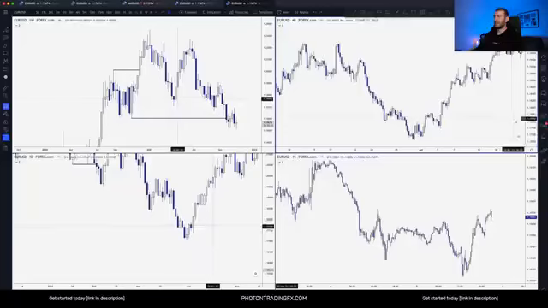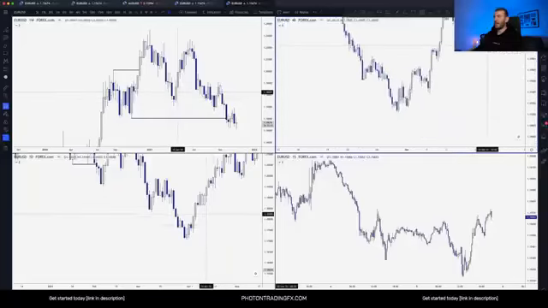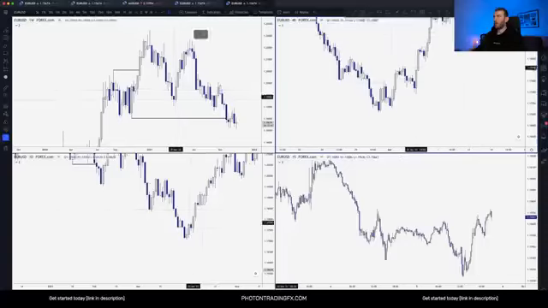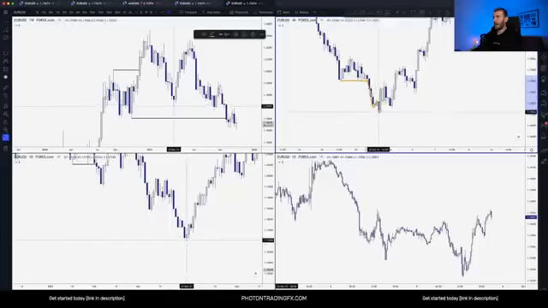Now, how could we have anticipated that even earlier? We don't have to wait for a daily change of character. We could look for a 4-hour change of character, right? Because price is bearish, we take that low, we come down, we have a minor pullback, and then boom, we get the change of character, we come back in, we can get long, and we can anticipate that weekly higher low.